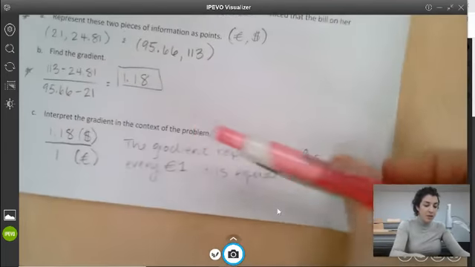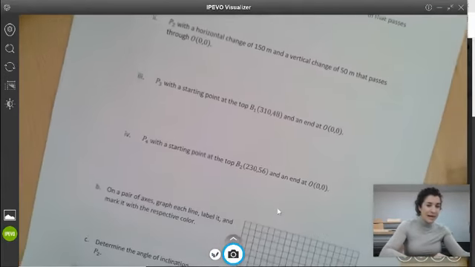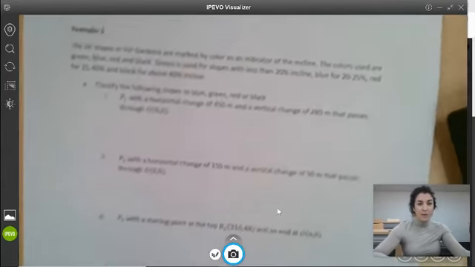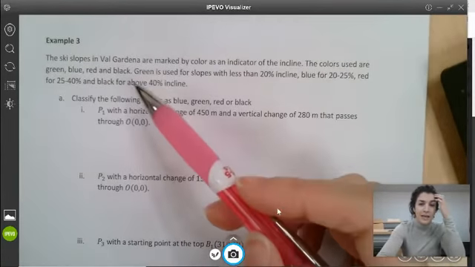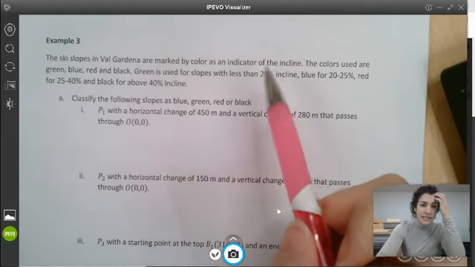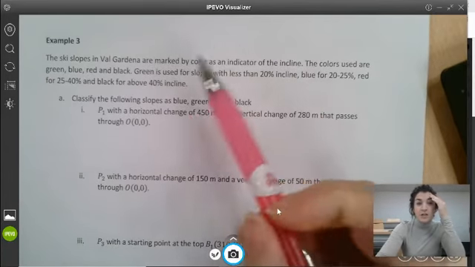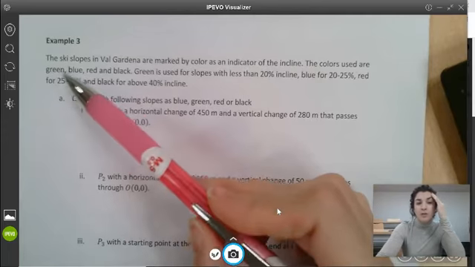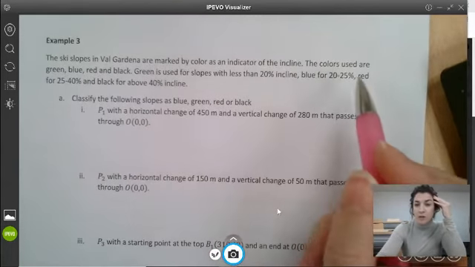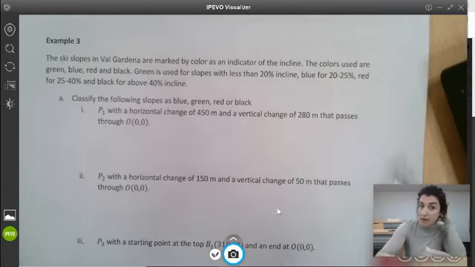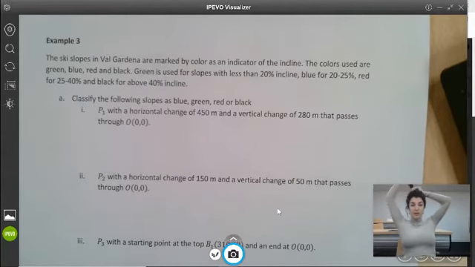Okay. We have one more example. This is your big IB type of problem. Okay, the ski slopes in Val Gardena are marked by color as an indicator of the incline. The colors used are green, blue, red, and black. Green is for slopes with less than 20% incline. Blue is for 20 to 25%. Red is for 25 to 40, and black is for above a 40% incline.